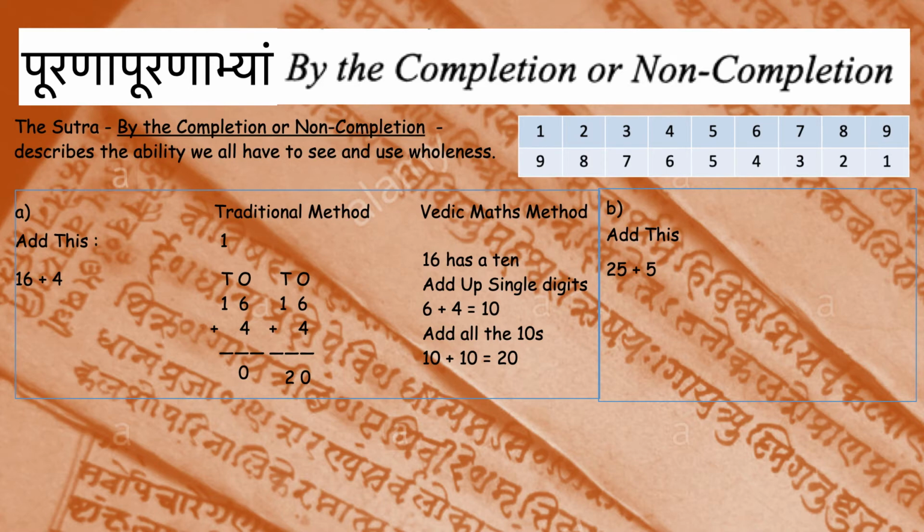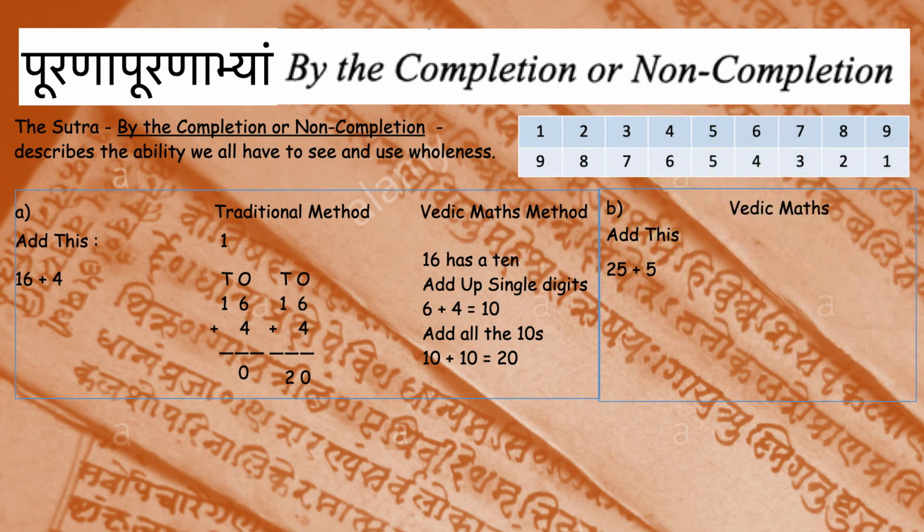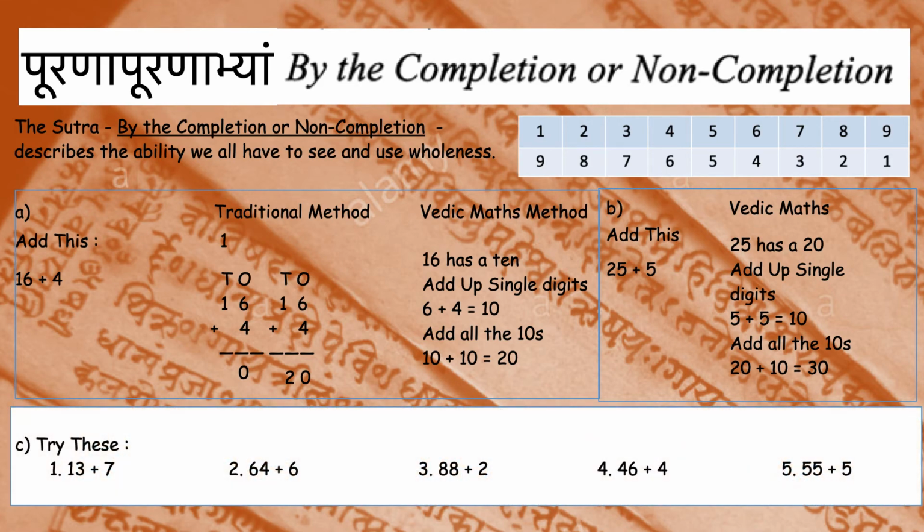Add this: 25 and a 5. 25 has a 20 in it. 5 and a 5 makes another 10. So 20 and a 10 makes it 30. So try these. Okay, they're pretty simple, right? So just give it a try.